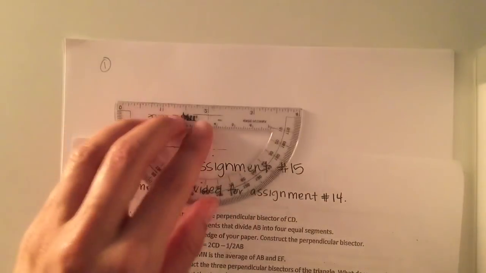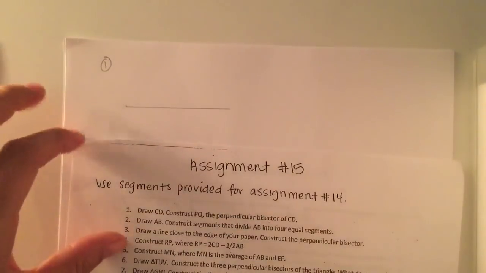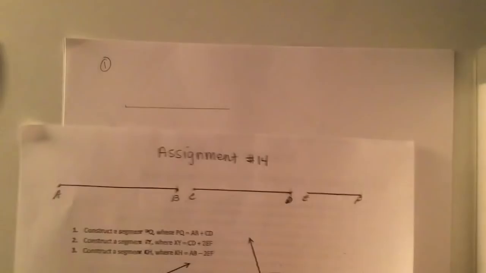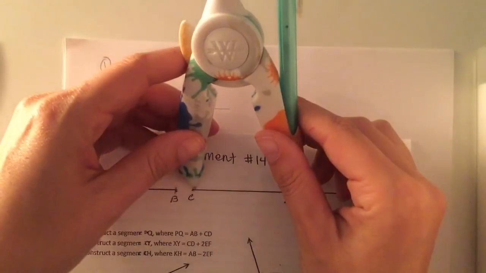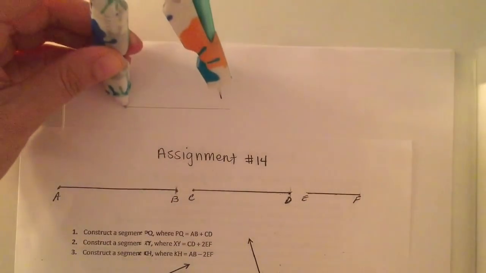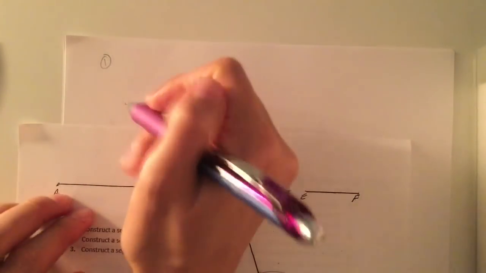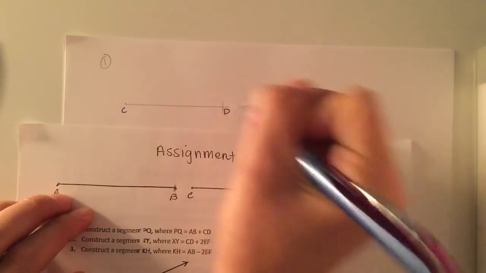So what I'm going to do first is just start off with a segment. Then I'm going to go ahead and flip my paper over to look at the length of CD. I'm going to open my compass to the length of CD and then transfer that onto my segment. Okay, so here we have the length of CD.